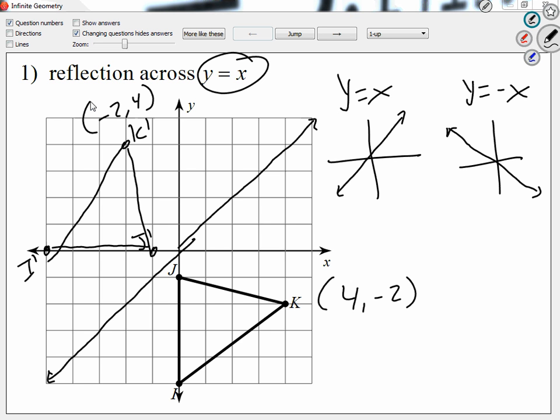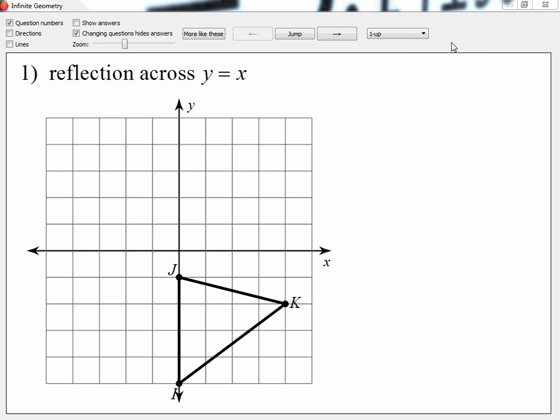Guys, for Friday, we're taking our test on Unit 2, and Unit 2 is basically transformations, all four of them. Remember, translation, rotation, reflection, and dilation. All four, yes.